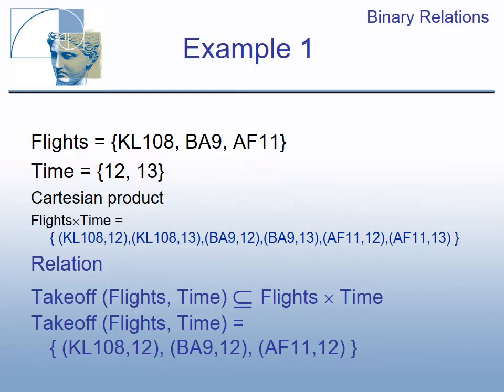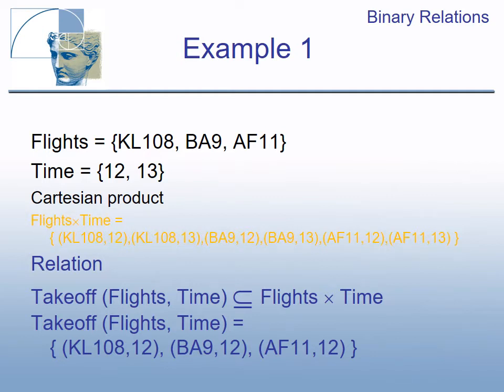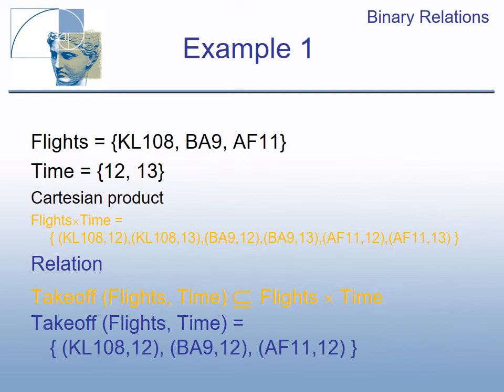Here is an example. We are given flights and time. The Cartesian product will be the following set, shown on this slide. Let's denote a new relation, takeoff. It will be a subset of the Cartesian product, and it will be the following.